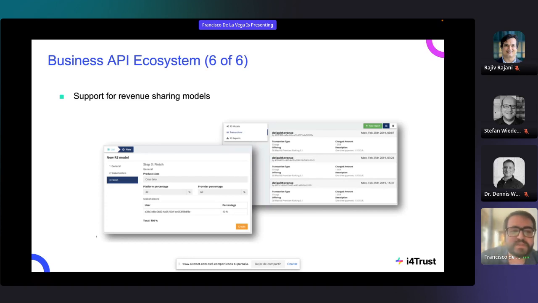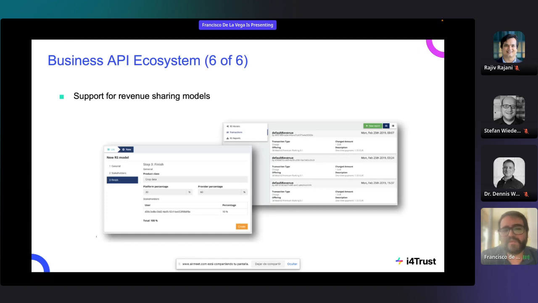In addition to this, the business ecosystem is supporting something which is called the platform percentage. When you are creating a revenue sharing model, you will see that there is something fixed, which is this platform percentage. This is a percentage that is given by configuration of the marketplace instance and is intended for those use cases where the marketplace provider, the one that is deploying the software of the marketplace, wants to get some percentage of all the transactions that are executed in this marketplace.